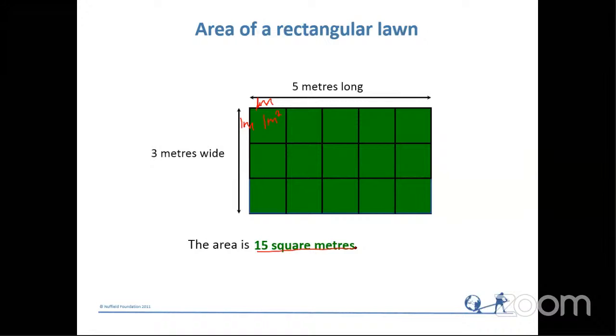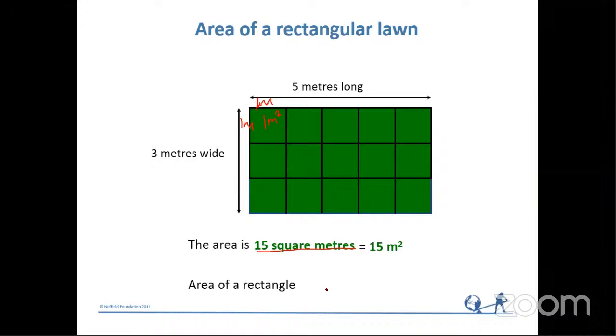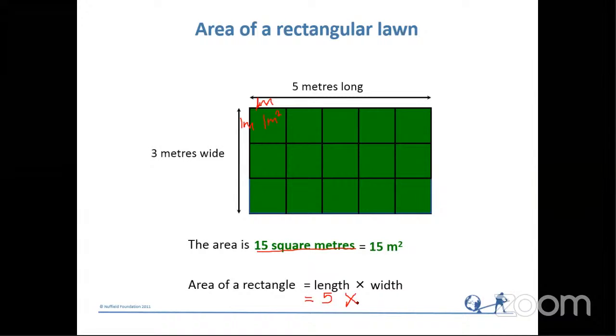And then that would take us to the formula that one of us suggested, that area is equal to length times width. So this one would also be the same as getting 5, and we multiply it by 3. And that would still give us 15 meter squared, or square meter.